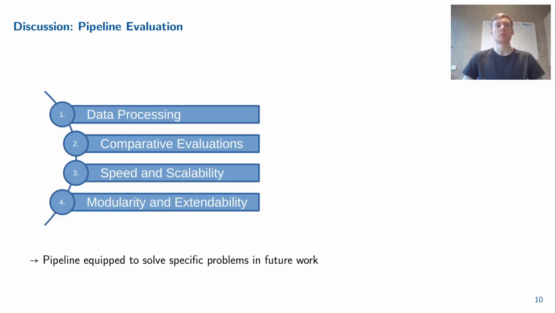The last goal, modularity, was somewhat more complicated to measure in our evaluations. Still, we focused on modularity in the design and implementation process, and at least were able to show that the pipeline fits the requirements of different types of classifiers. As such, we argue that the pipeline is well equipped to solve or at least improve on most of the specific problems mentioned before.